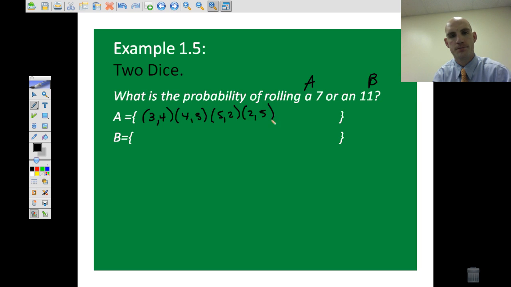A 2 and a 5. We could roll 6 and 1, or we could roll 1 and 6. So there's 6 ways to do that. Okay, so I have 6 ways to roll a 7.